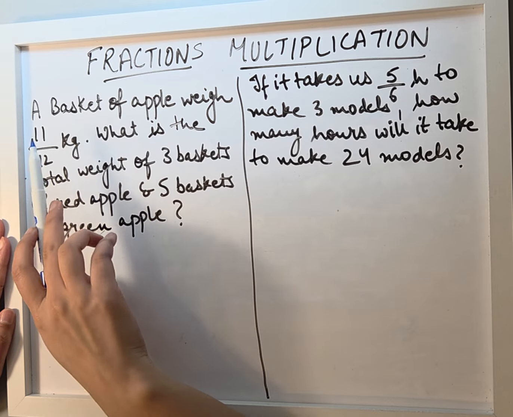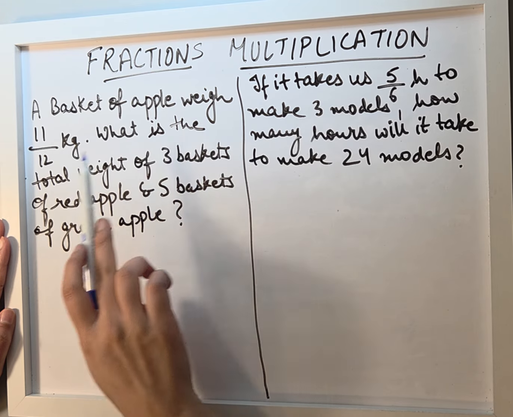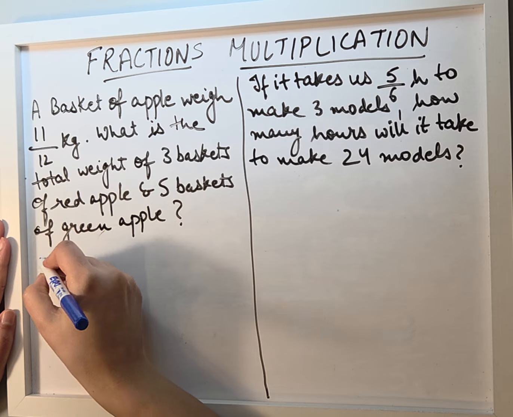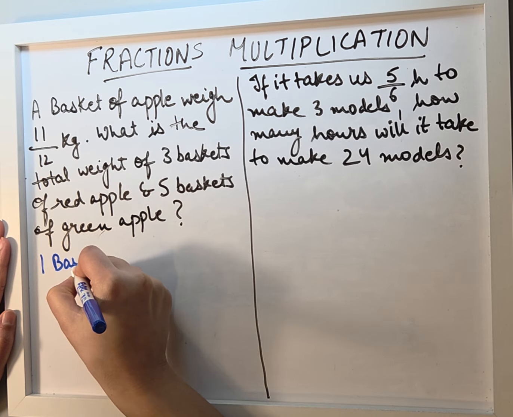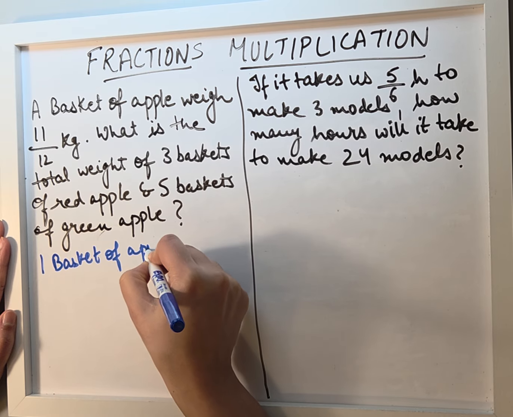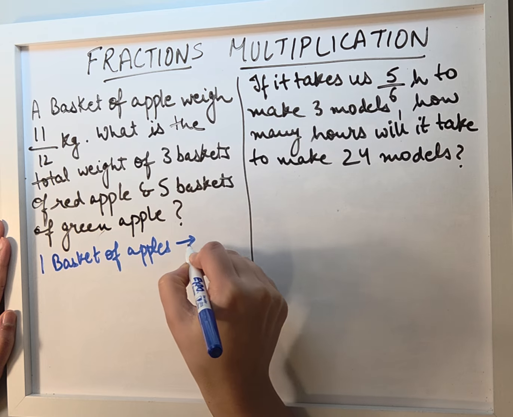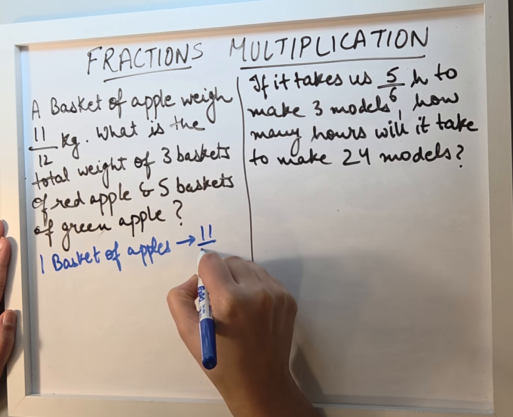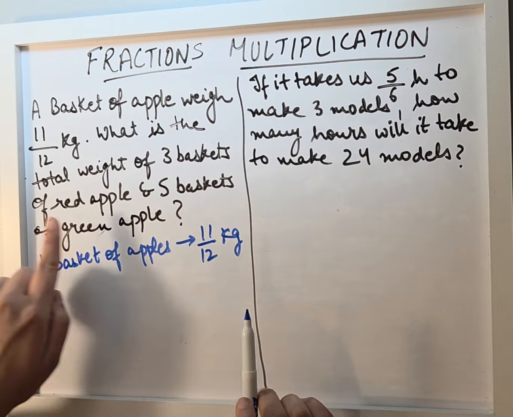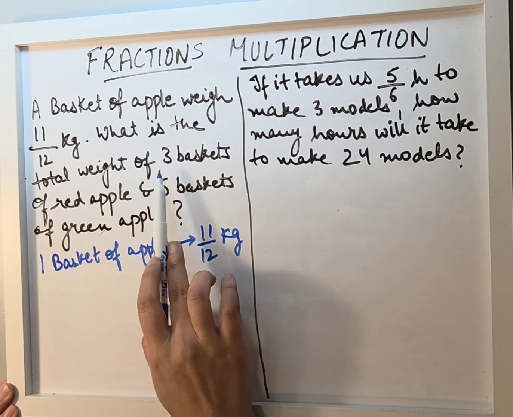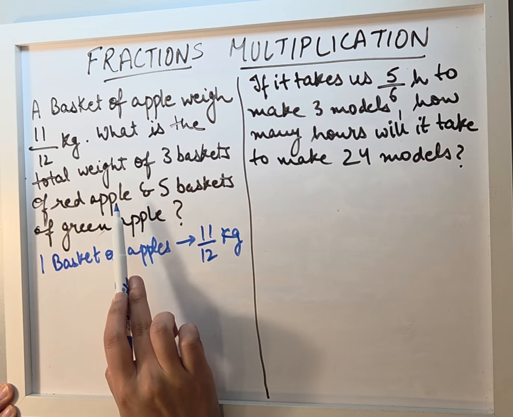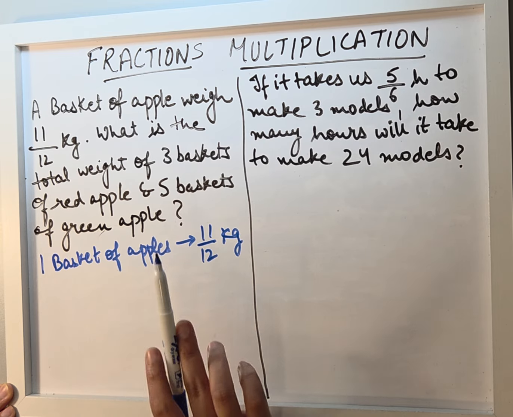Okay. So a basket of apples weighs 11 by 12 kgs. Okay. So we've been given that one basket of apples weighs 11 by 12 kgs. Okay, so what is the total weight of three baskets of red apples? Okay, and five baskets of green apples.